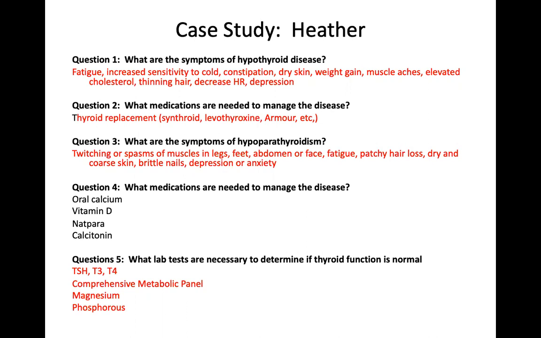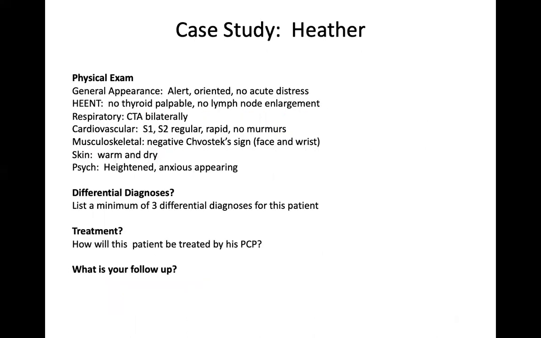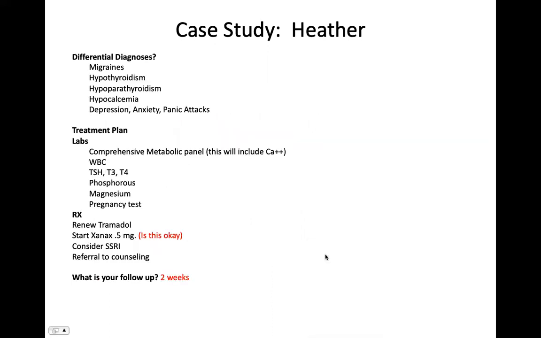All right. So I think there's some embedded questions in here now that we can have you answer. Let me just do this. This was her exam, and it was pretty good. So list 3 differential diagnoses, and how will you treat this patient? How will this patient be treated by her PCP? Okay, here's your differentials: migraine, hypothyroid, hypoparathyroid, hypocalcemia, depression, anxiety, panic attacks.